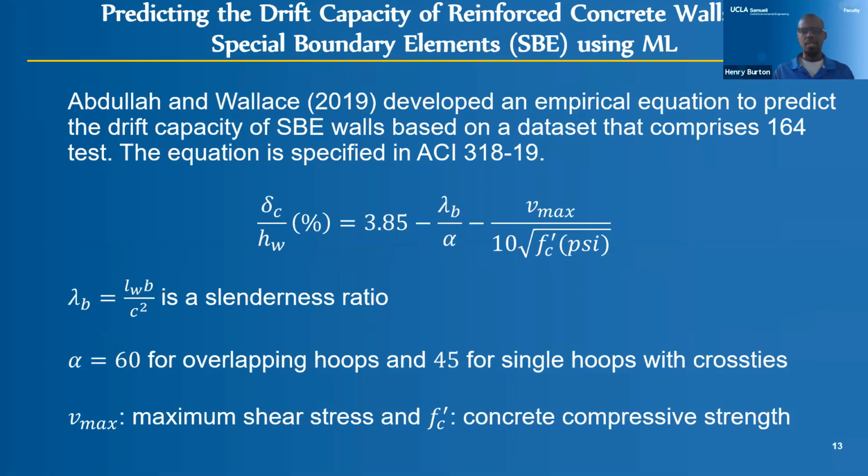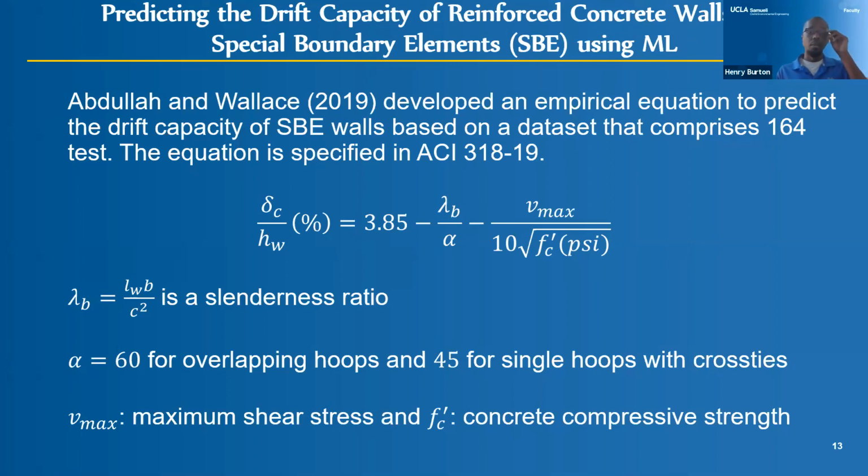So they collected this data set of experiments carried out both within UCLA, but as part of other research as well around the world. The overall data set itself is pretty large. It has over 1,000 experiments of different types of concrete walls. But for this particular model, they were only interested in walls with special boundary elements. So the data set comprised 164 experiments, right?